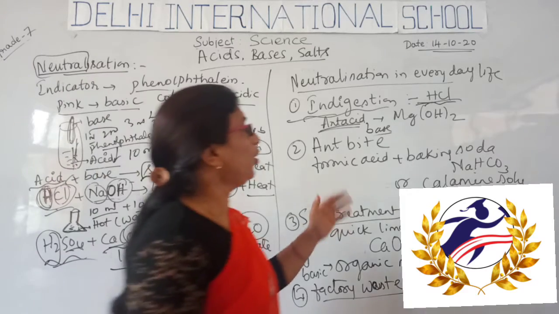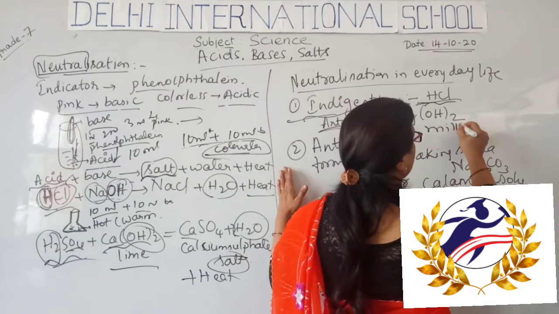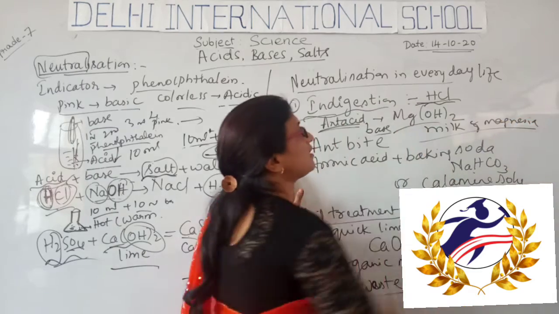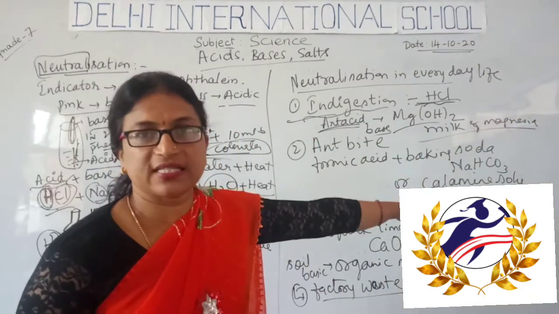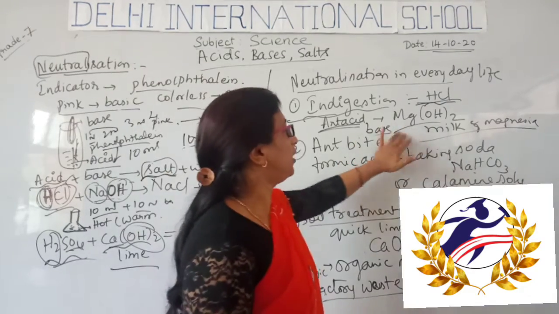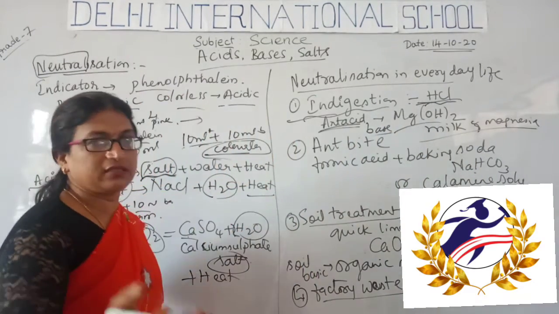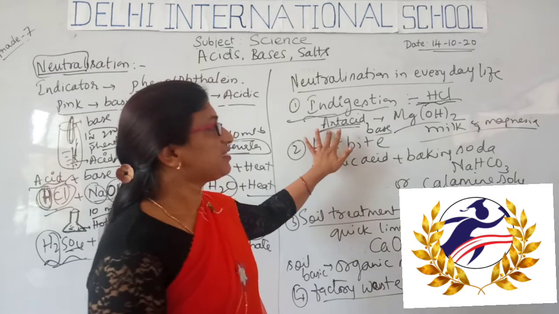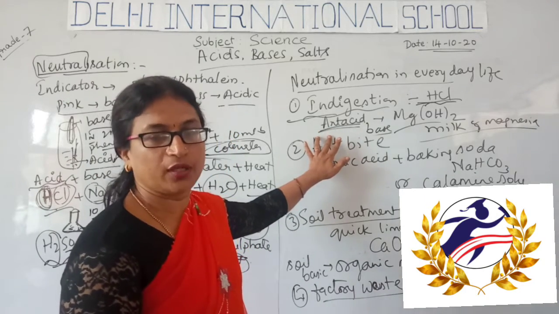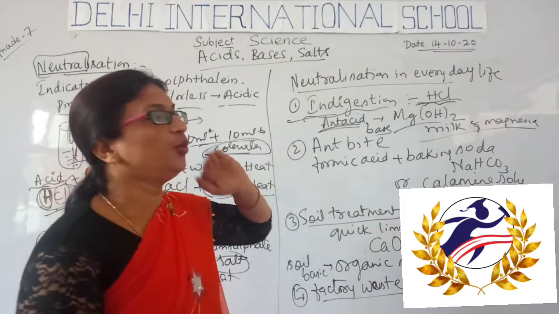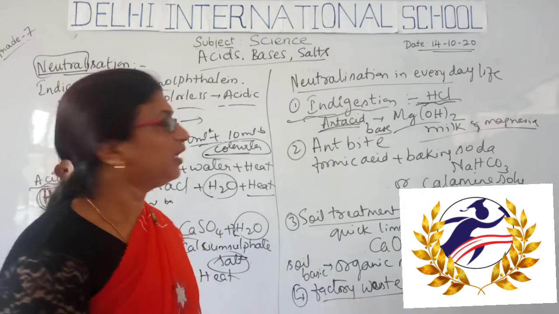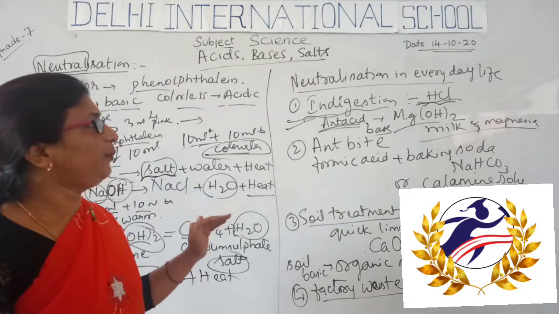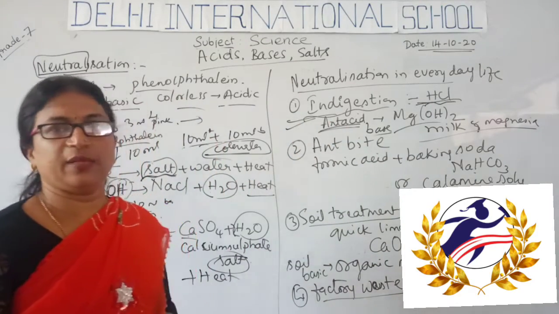to minimize the effect of the acid. So milk of magnesia, what is that? Milk of magnesia is nothing but magnesium hydroxide. We have to drink magnesium hydroxide. That is the Eno. We also take antacid tablets and antacid syrups. We drink those in order to prevent the effect of acid. That is how neutralization is helping to decrease the acidity problems.